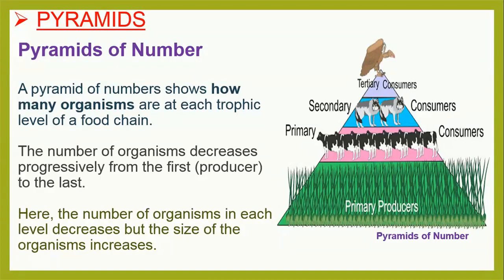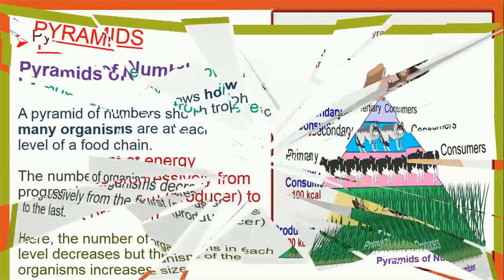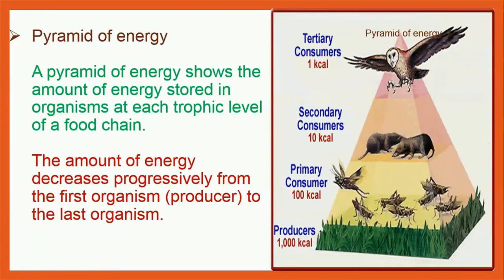Now here, the number of organisms in each level decreases, but not the size of the organisms involved. So the size can increase, but the number decreases. Take note. So the second pyramid we are going to be looking at is the pyramid of energy. A pyramid of energy shows the amount of energy stored in organisms at each trophic level of a food chain.